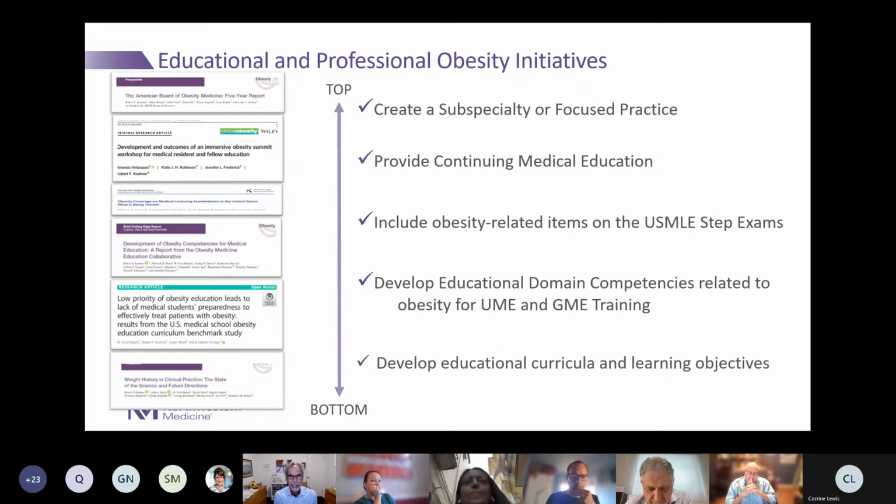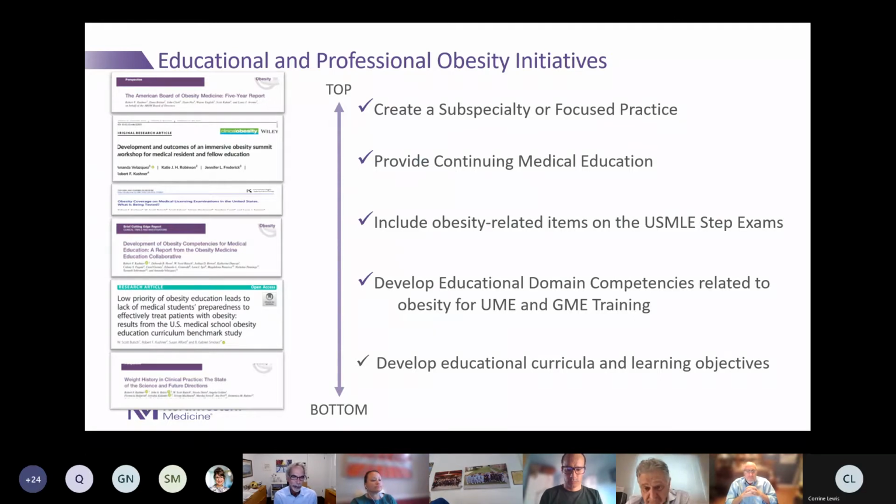Under that is developing competencies for training, undergraduate and graduate training. And the very last on the bottom is developing educational curriculum learning objectives. This is the world that we kind of think about, and we've been very fortunate to develop a portfolio of papers that have actually looked at every one of these areas.